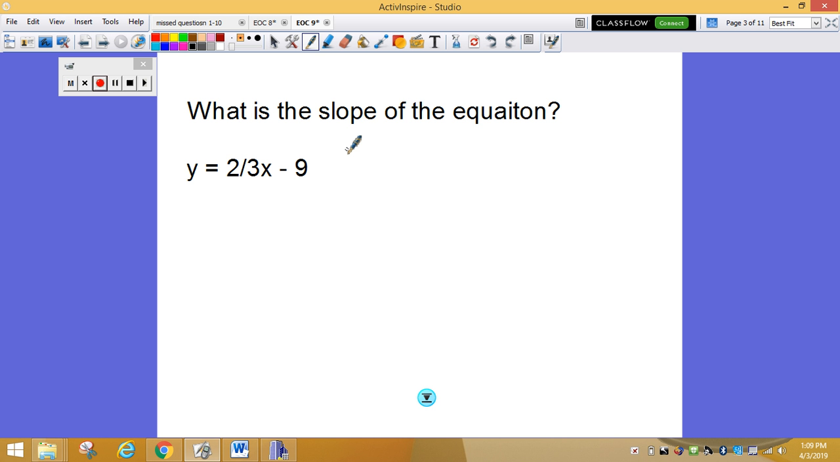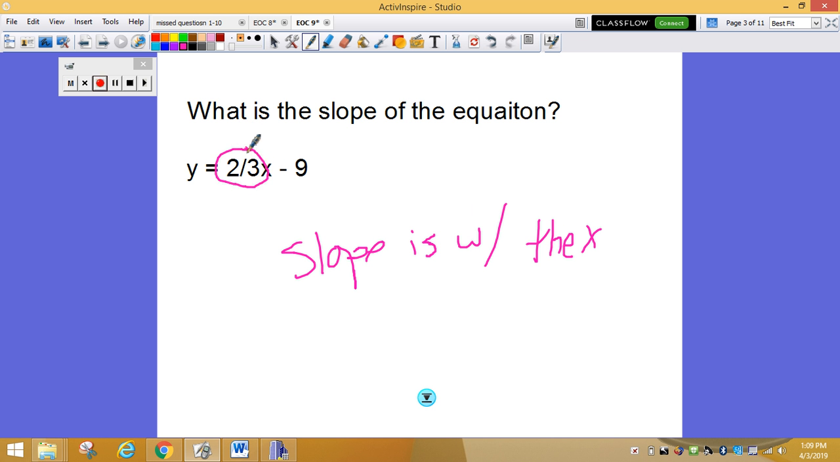What's the slope of the equation? We covered this last week, guys. Remember, slope is with the x. Slope is with the x. So what's the slope of this equation? 2/3. 2/3 is your slope.